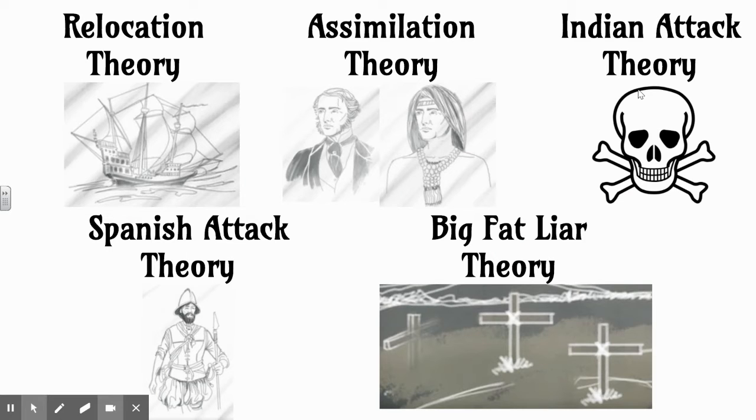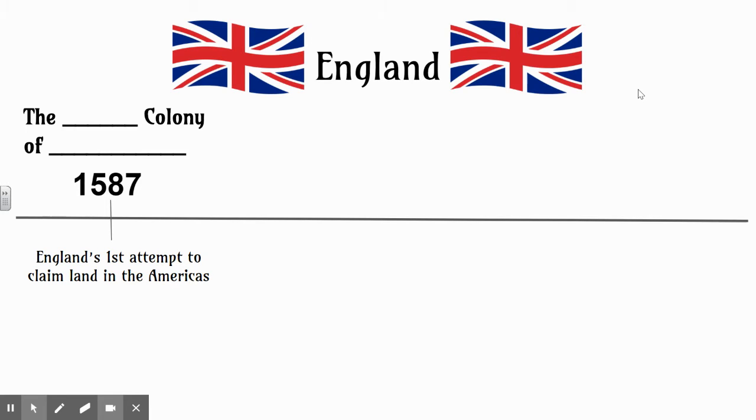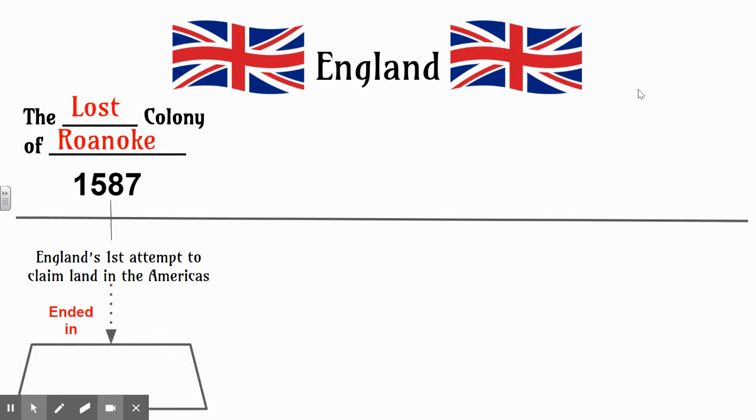And in that story, we learned a lot of different theories for why the colonists literally disappeared from the face of the earth. And so we know that in 1587, England had their first attempt to claim land in the Americas. That story was the Lost Colony of Roanoke. And we know that that story was a failure. But it wasn't just like, hey, we tried to claim land and it didn't work. It was, hey, we tried to claim land and over 100 people literally disappeared from the face of the earth. So we call that an epic failure.